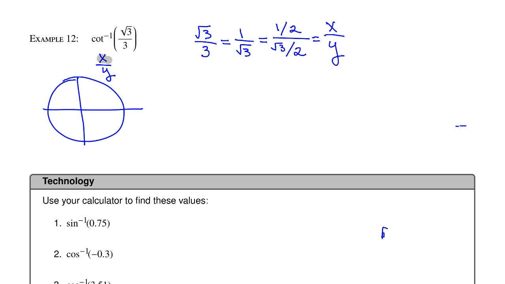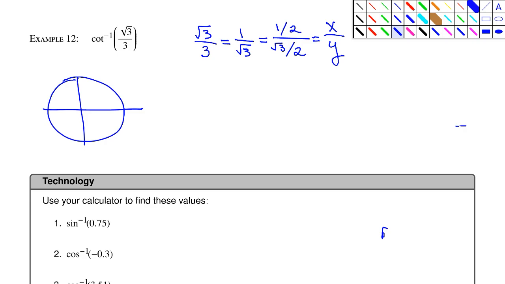So, where is the x 1/2 and the y root 3 over 2? That is pi over 3. So the answer is pi over 3.